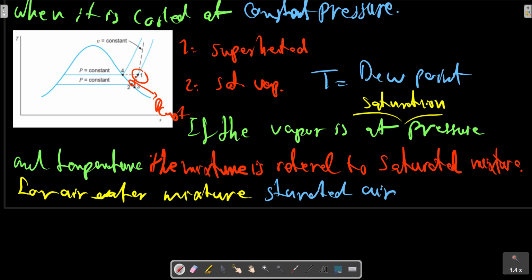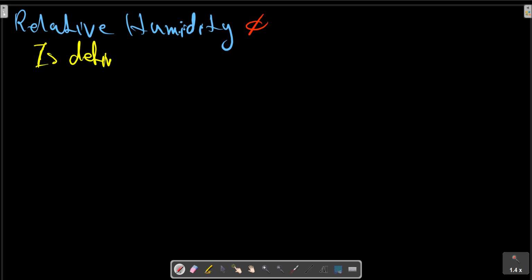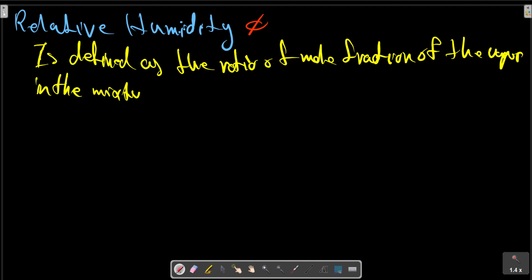The relative humidity, phi, is defined as the ratio of the mole fraction of the vapor in the mixture to the mole fraction of vapor in a saturated mixture.